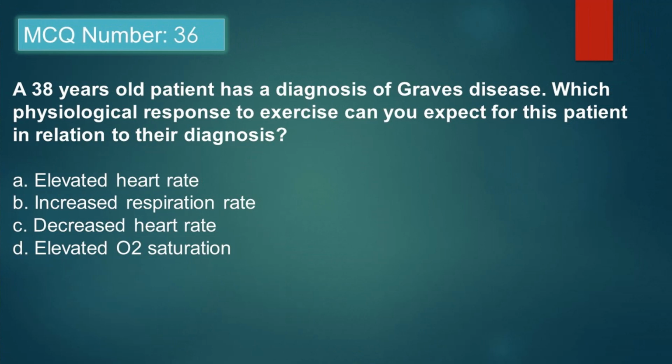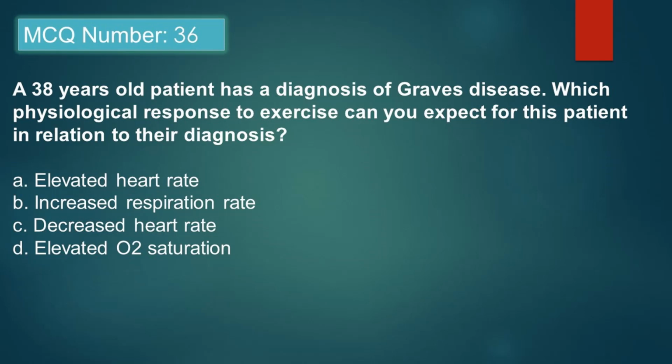Here you can see scenario number 36 on your screens. A 38-year-old patient has a diagnosis of Graves' disease. Which physiological response to exercise can you expect for the patient in relation to their diagnosis? Option A, elevated heart rate. Option B, increased respiratory rate. Option C, decreased heart rate. And option D, elevated oxygen saturation.